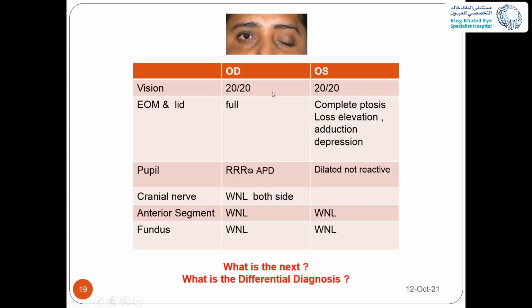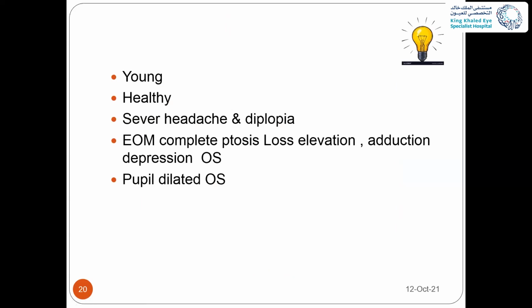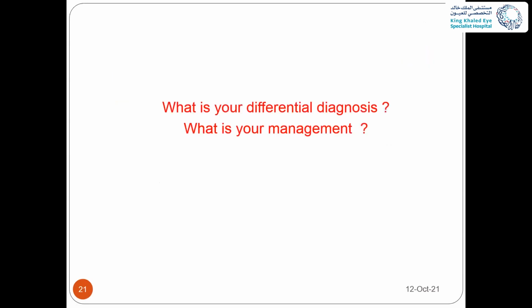So what do we have here? Vision 2020, extraocular muscle: complete ptosis, loss of elevation, adduction, depression, dilated, not reactive pupil. Cranial nerves on both sides are within normal, anterior segment normal, fundus is normal. So what's next? What is your differential diagnosis? Write it in your paper. So here, young, healthy, severe headache and diplopia, complete ptosis, loss of elevation, adduction, depression in the left eye, pupil dilated. What is your differential diagnosis and what is your management?